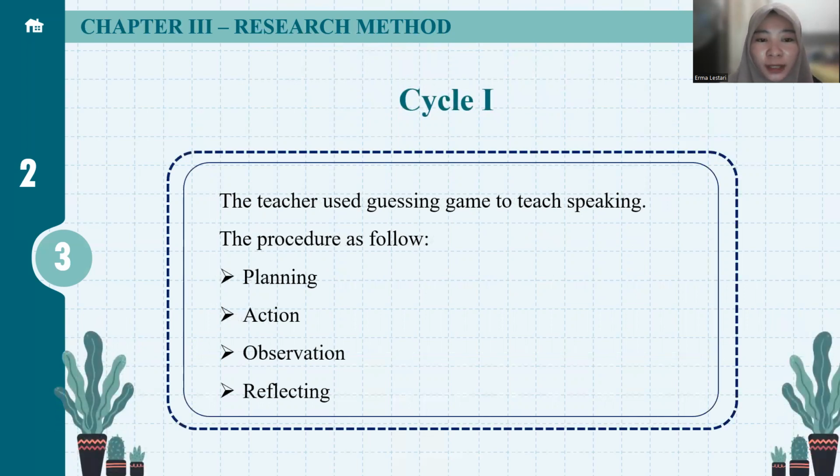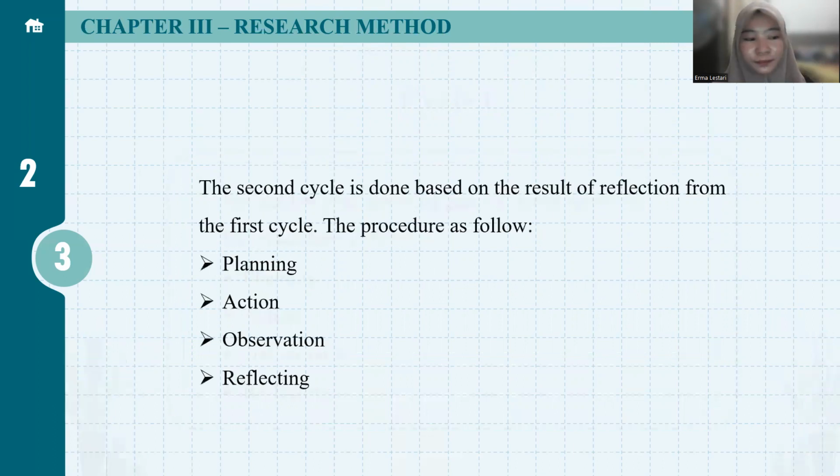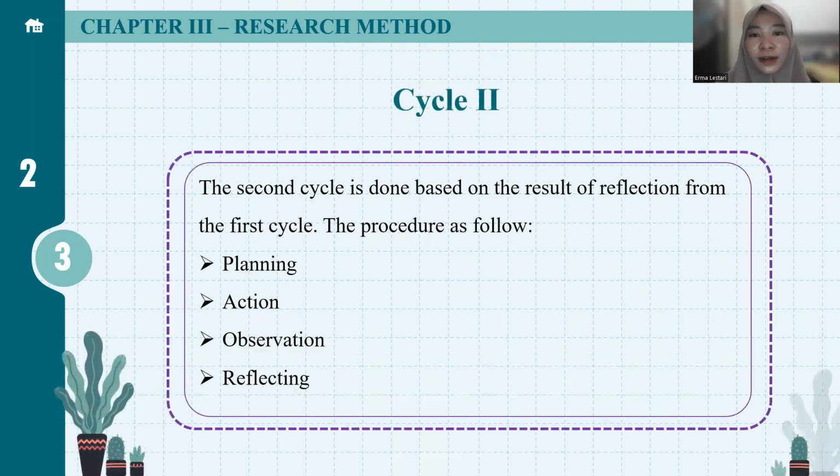For cycle 1, the teacher used the guessing game to teach speaking. So the procedure is planning, action, observation, and reflecting. And then cycle 2 is done based on the result of reflecting from the first cycle. The procedure is the same as before. They are planning, action, observation, and reflecting.